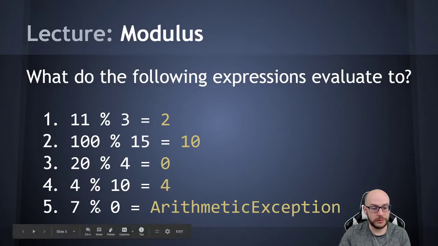Now this one should be no surprise. This is division. If I try to divide by 0, that's an arithmetic exception. And this happens in Java. If you try to do this in Java, you're going to get an arithmetic exception. Syntactically, this is perfectly fine. I'm just dividing one integer by another. There's nothing wrong with that. But at runtime, when you actually execute the program, you would get this exception.